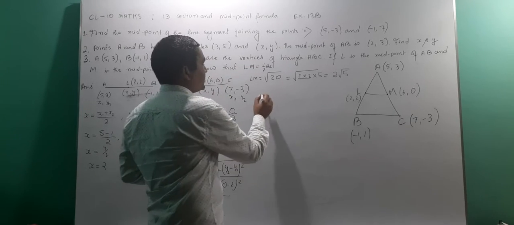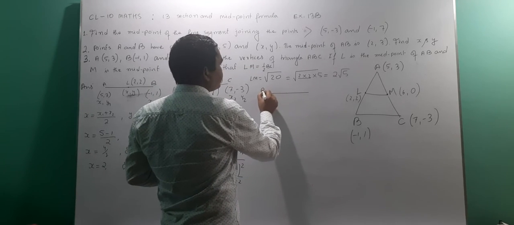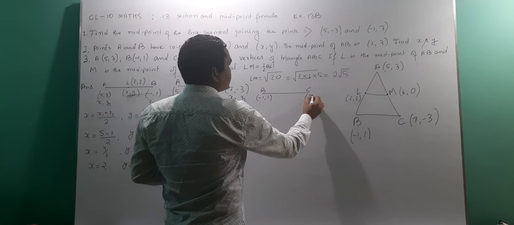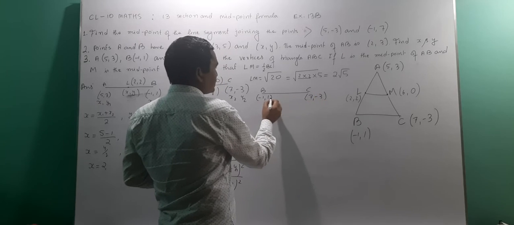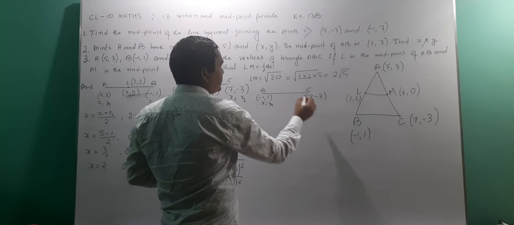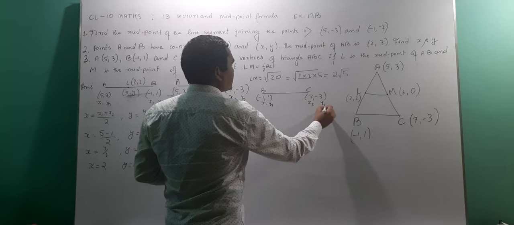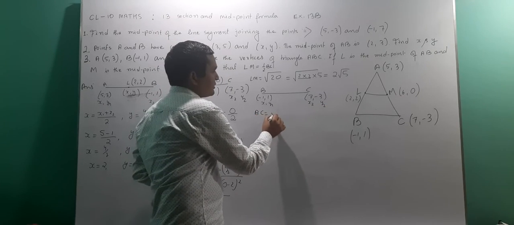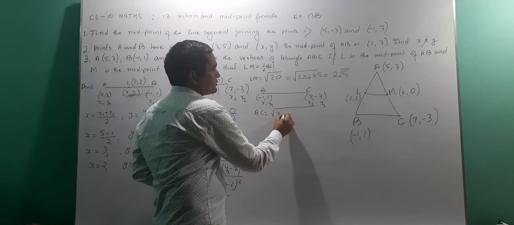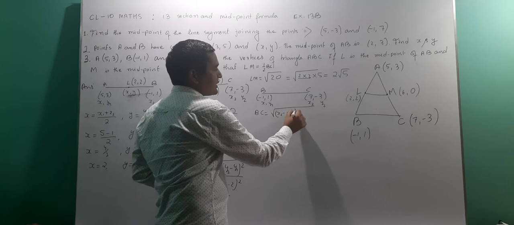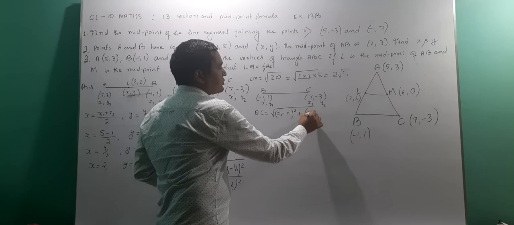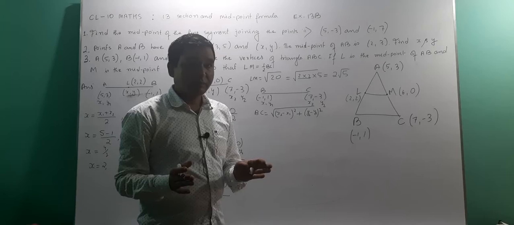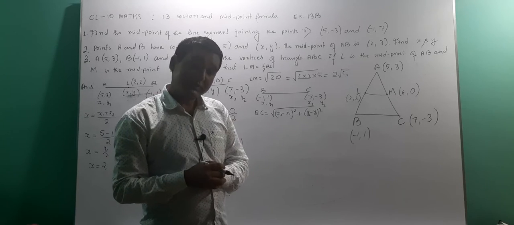Now BC: B is (minus 1, 1) and C is (7, minus 3), and this is always marked as x1, y1 and this is marked as x2, y2. Now let's use the formula. BC equals, we are using the same formula, (x2 minus x1) whole square plus (y2 minus y1) whole square. Now substitute values with their proper sign.